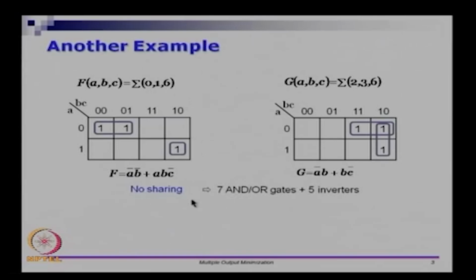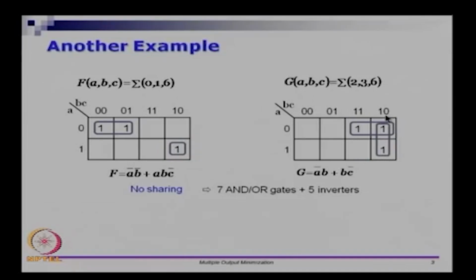So if you do not do any sharing, you will need 7 AND OR gates plus 5 inverters. So you will need 3 inverters for this side, 2 inverters for this side, and you will need 7 either AND or OR gates. So in fact you need 2 OR gates and 5 AND gates, but you can do something slightly better.